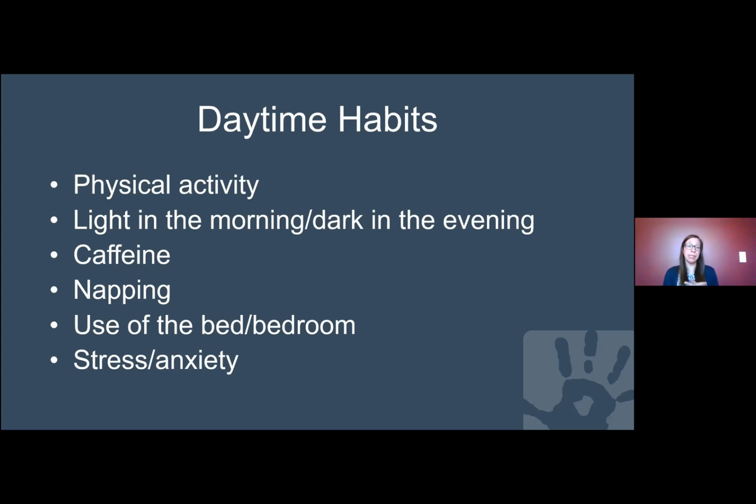Caffeine is the next thing. So thinking about is your child having pop in the late afternoon or evening, is that stopping them from falling asleep in the evening, because kids with autism can be very, very sensitive to caffeine. So if you're really struggling, cutting it out mostly, or completely, might be a really good thing to think about changing.